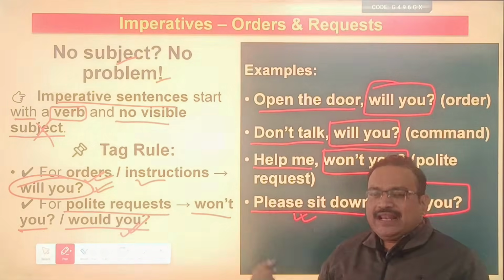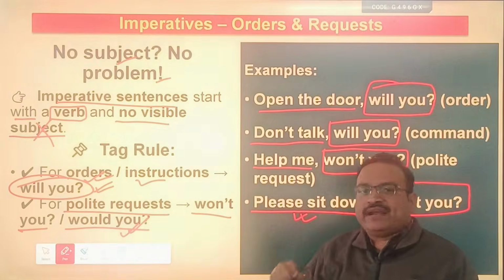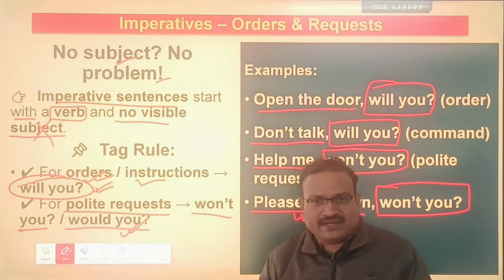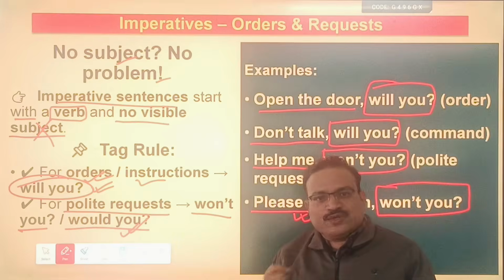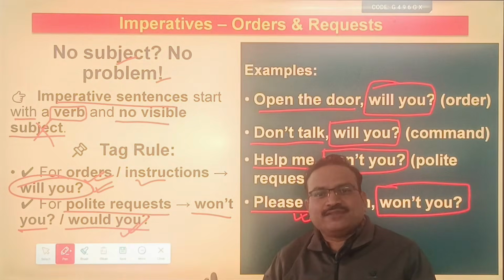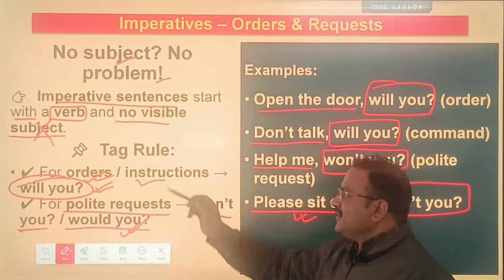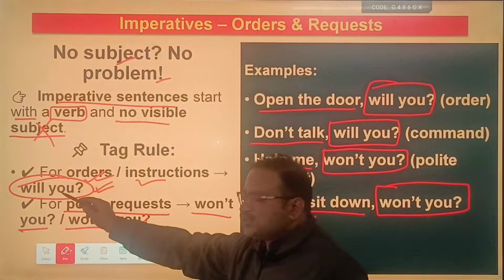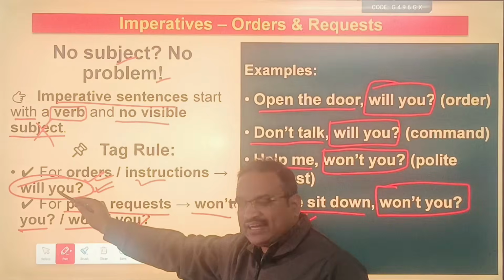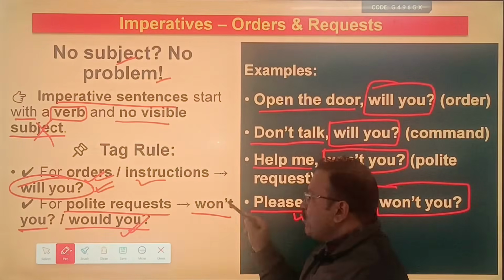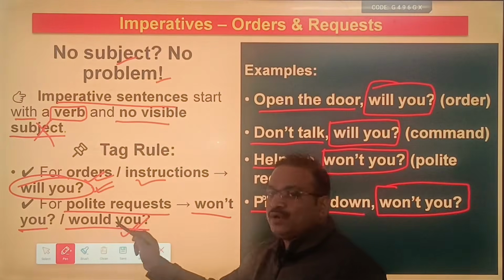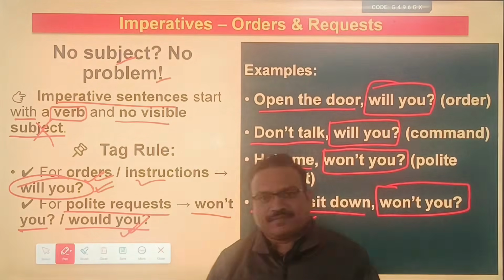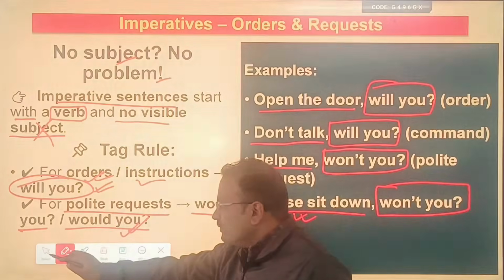So in a nutshell, when the sentence is imperative, then obviously you will not be able to see the subjects. And when there are no subjects, what is the rule of changing the tag? This is the rule. For orders and instructions, we use the will you question tag, and for polite requests, we use won't you or would you as the question tag. Now let us see the next one.